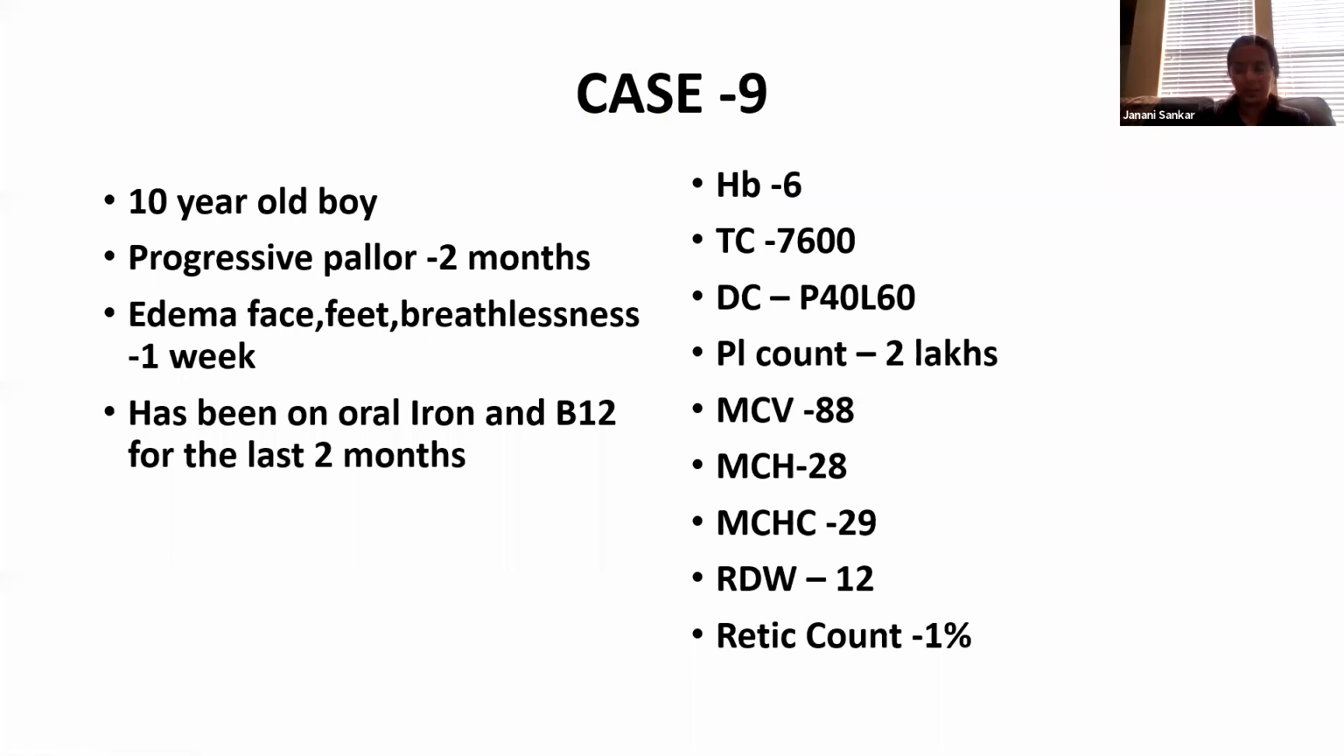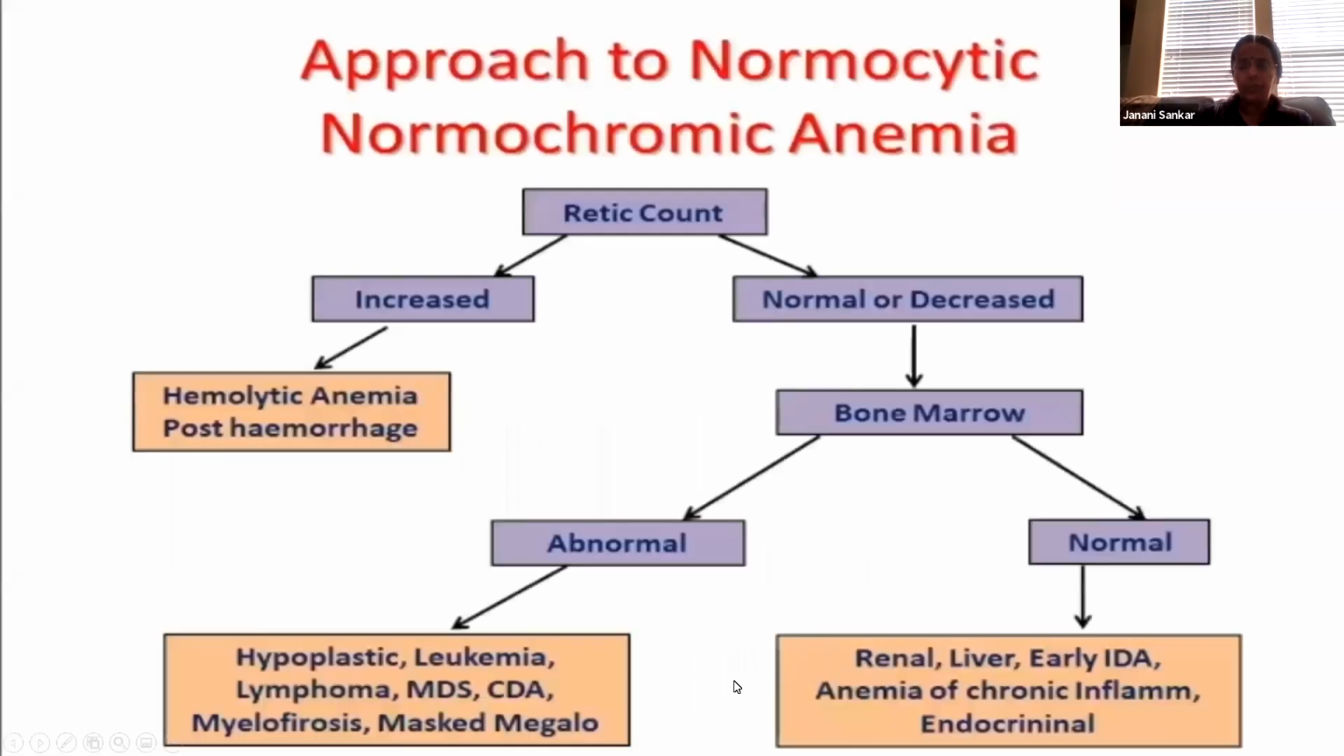The retic count is low. So what are we left with? I mean, normal or decreased. So are we going to do a bone marrow on this child who's so pale and puffy and having some clues the child is trying to tell you? So you can type in the chat box what you would like to do for this child.